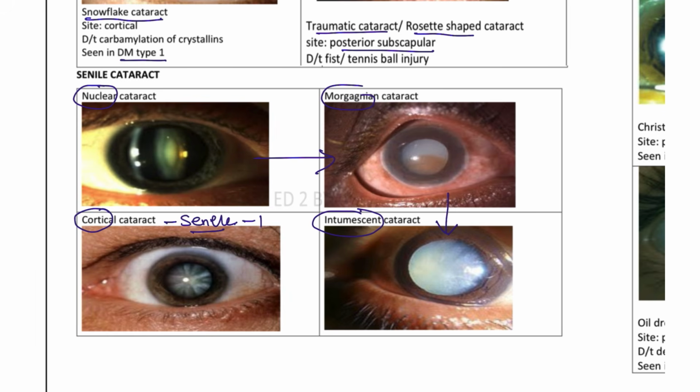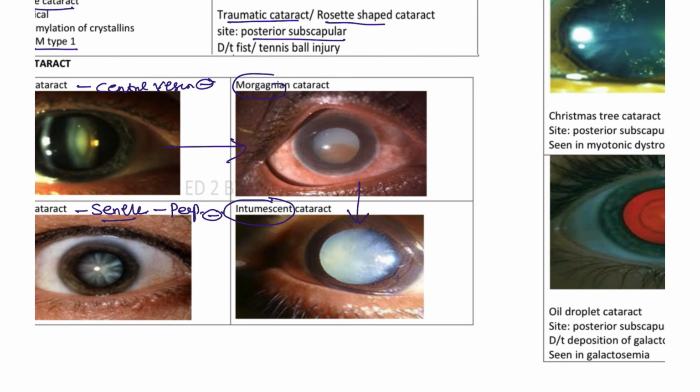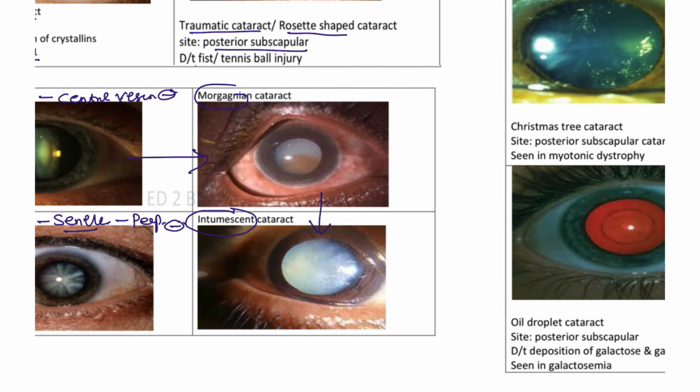In cortical cataract, the patient has peripheral vision loss, and nuclear cataract has central vision loss. Central vision loss is what you are going to see in this patient. Morgagnian is the cataract which is hypermature, and intumescent is the mature type of cataract.